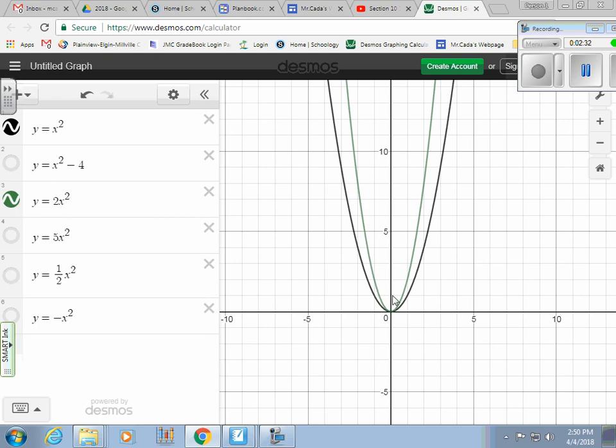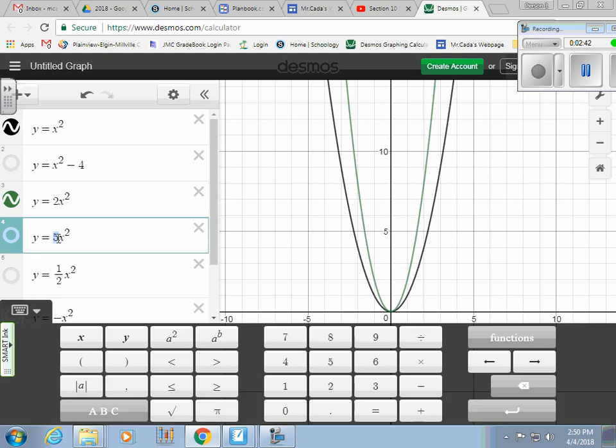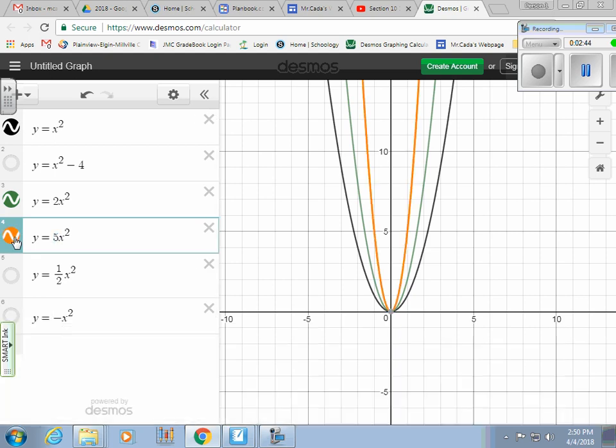But notice how the green one actually is inside of the parent function, because both lines in both directions are steeper. And if I even take y equals 5x squared, again, this is an even bigger number than 2, so guess what? It's going to be even steeper. The orange graph looks even skinnier on the graph. That's kind of what it looks like.